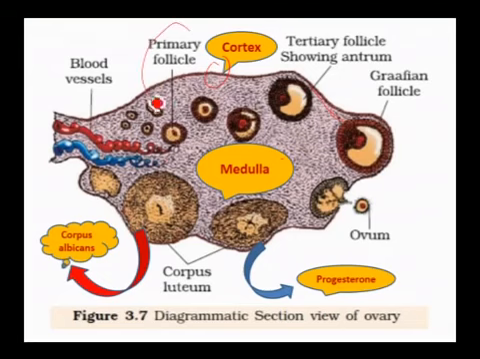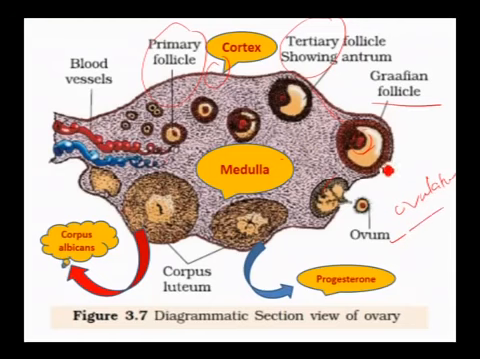Some are at primary follicular stage, some are at secondary follicular stage, some are at tertiary follicular stage. There is also a mature follicle. The mature follicle present in the ovary is called Graafian follicle. The ovum is present in the center of the Graafian follicle. When the ovum matures, the Graafian follicle ruptures, releasing the ovum. This process is called ovulation. Ovulation is the process of release of egg or ovum from the Graafian follicle. It occurs in the middle of the menstrual cycle, or on the 14th day of the menstrual cycle.